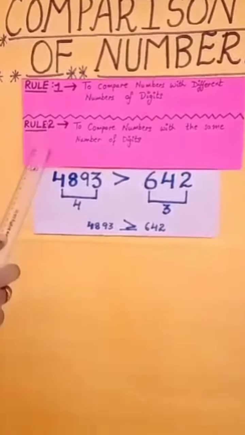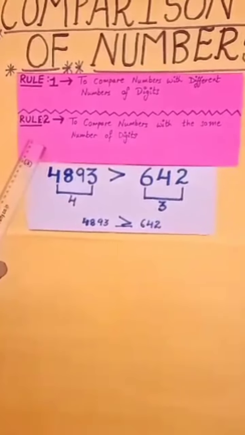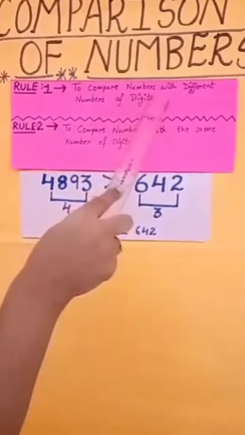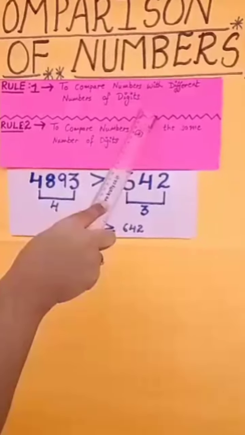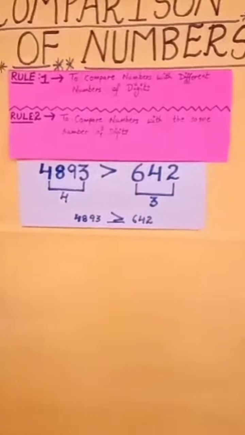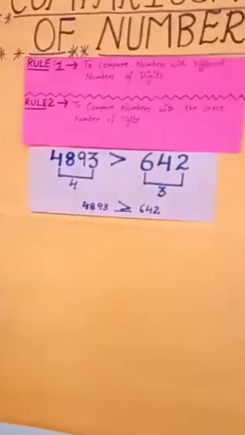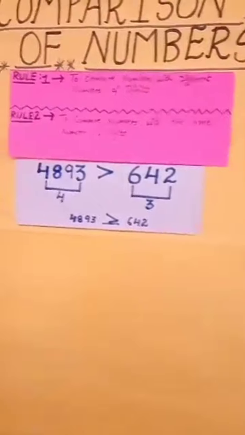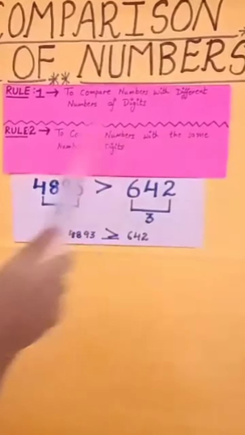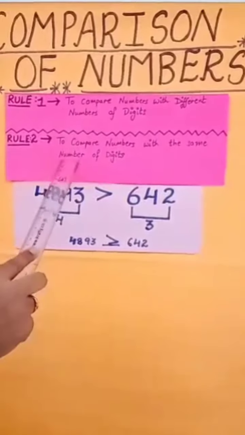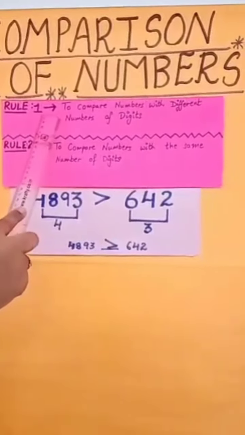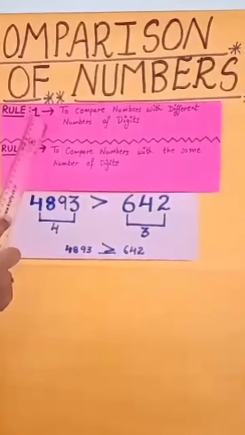Children, these are your two rules that we'll be following today for our examples. Rule 1 says to compare numbers with different number of digits. That means if two numbers with different number of digits are given, then the number which has more digits is greater of the two. Correct? Now rule 2, to compare numbers with the same number of digits. I'll be explaining you this rule later on. First we'll concentrate more on rule number 1.